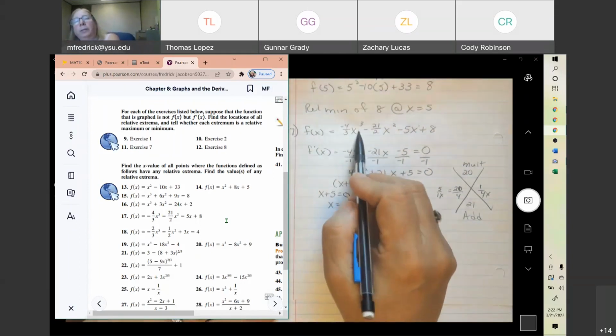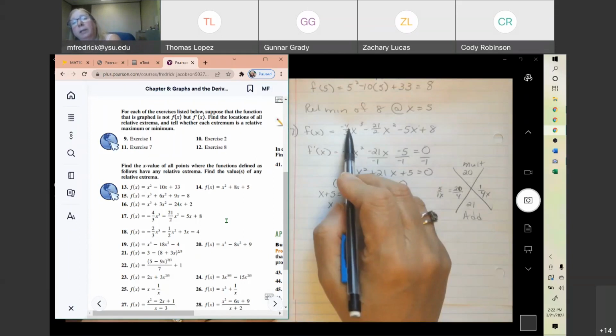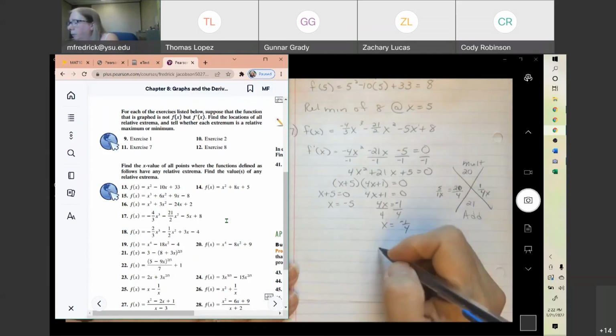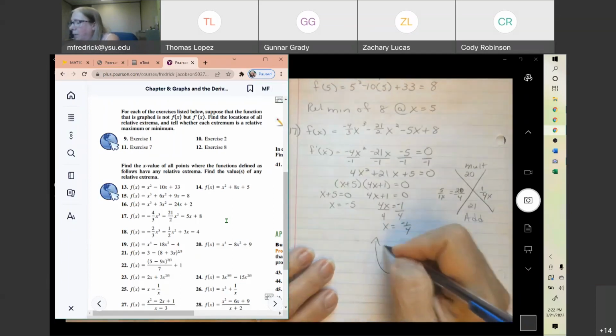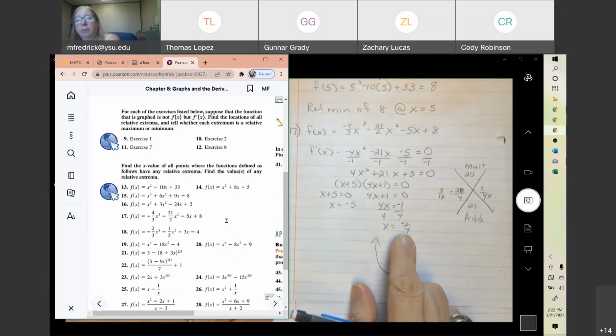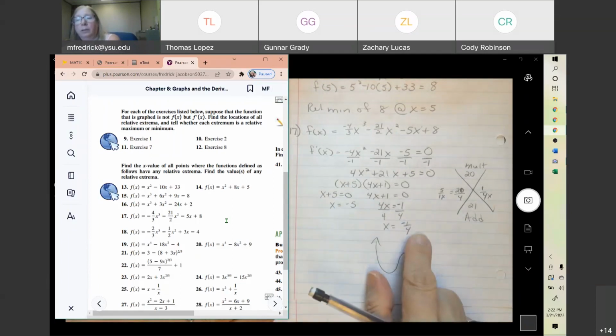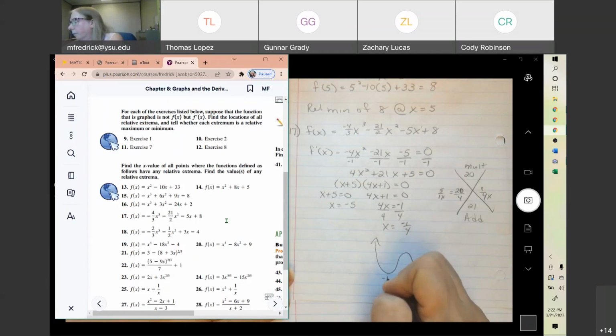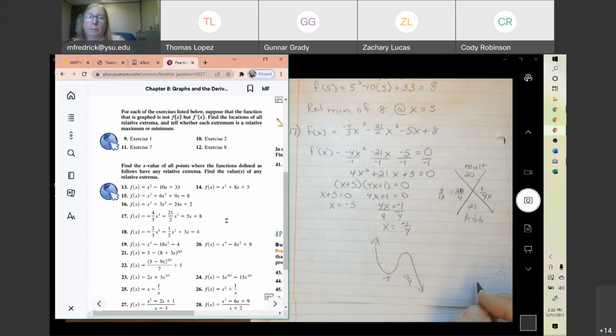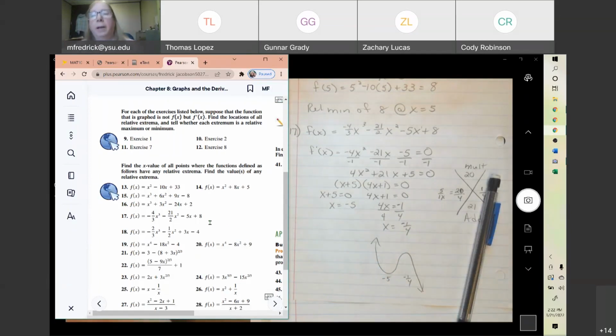I know this is a cubic graph. I know it starts out decreasing because it's negative. So it would go like this. I know that it turns twice because I have two critical numbers. So you could look at what the graph looks like without actually graphing it. So I know this is a minimum and this is a maximum. But we're going to go ahead and graph it.